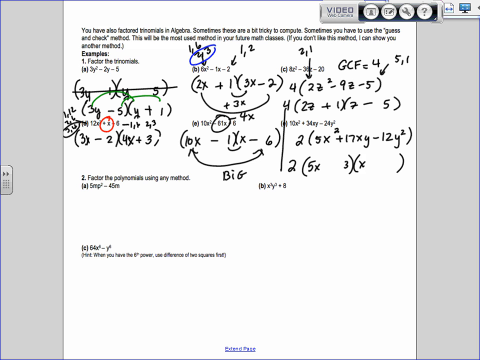So let's say I put the 3 here and the 4 here, but I want y's with them. So that way my outer and my inner give me 20xy and 3xy. I need positive 17, so I need positive 20 and negative 3. So negative and positive. That's how it factors.